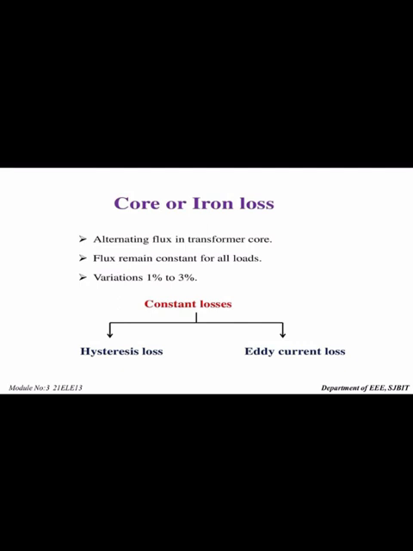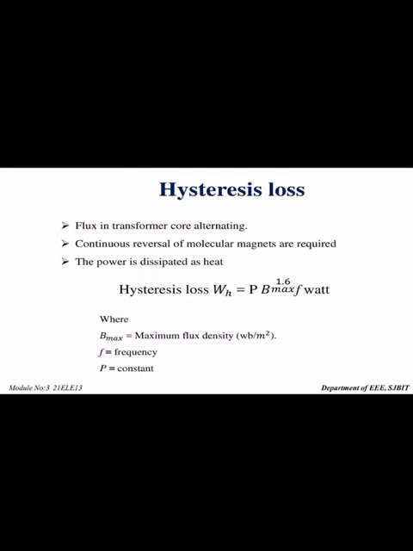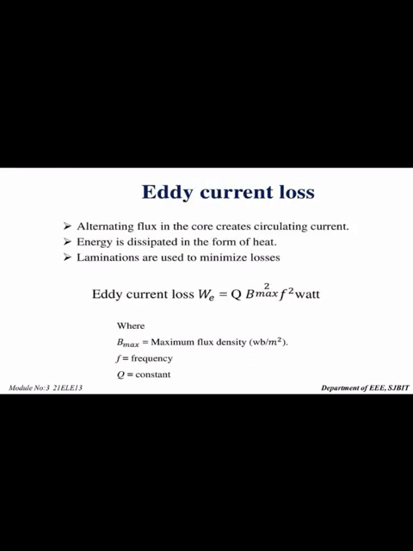Again, the constant losses can be divided into two parts. One is hysteresis loss, another one is eddy current loss. If you consider the hysteresis loss, since the flux in the core is alternating, there will be a continuous reversal of molecular magnets. Because of this, heat is dissipated, which is called hysteresis loss. The equation for the hysteresis loss can be written as P into B max to the power 1.6 into f in watts, where P is the hysteresis loss constant. B max is the maximum flux density, in Weber per meter square, and f is the frequency.